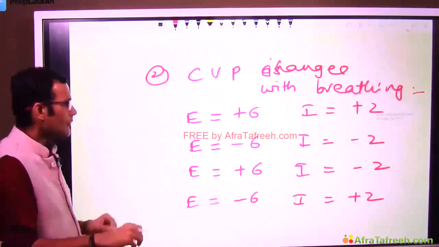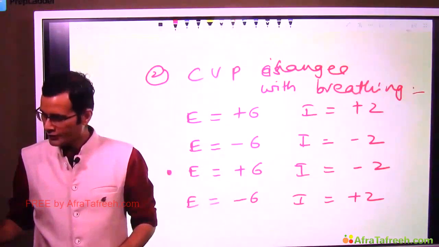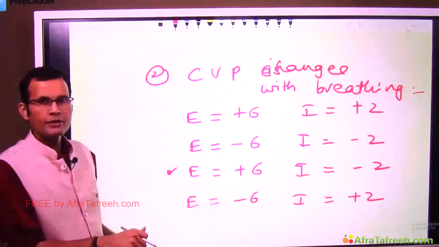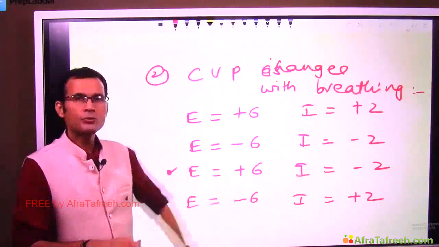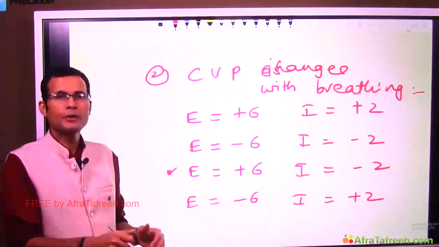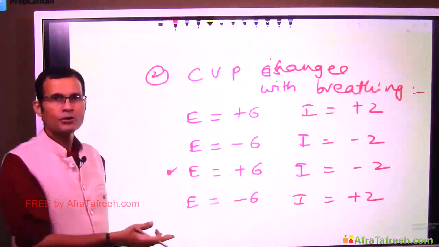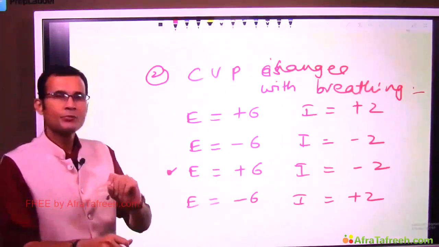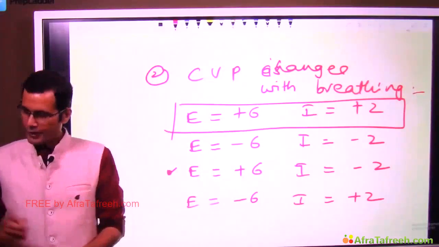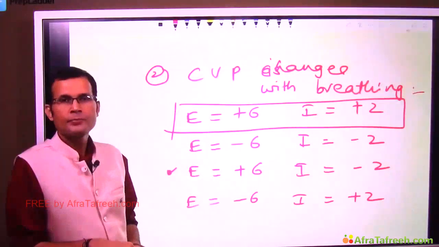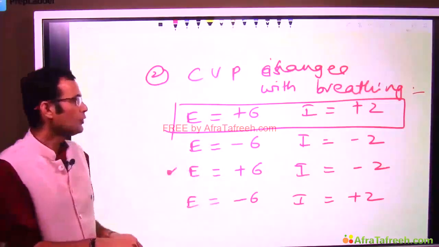So I'm sure most of you are thinking of C, this C option as the correct answer, right? Because your thought is going towards that minus 2. Inspiration creates negative pressure, intrathoracic pressure, and therefore you are thinking of that, and expiration positive pressure. No, that's not the correct answer. This A option, that's the correct answer. Why is that? We will see that also.